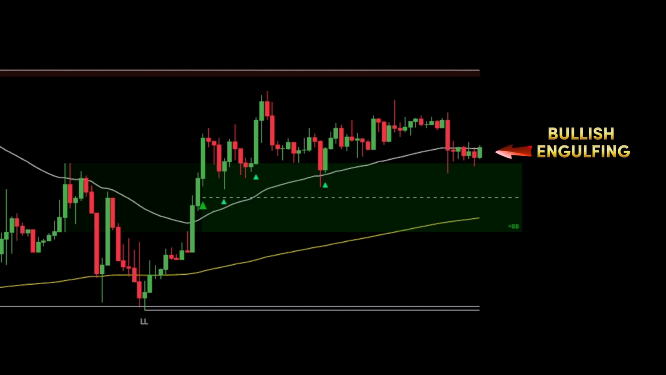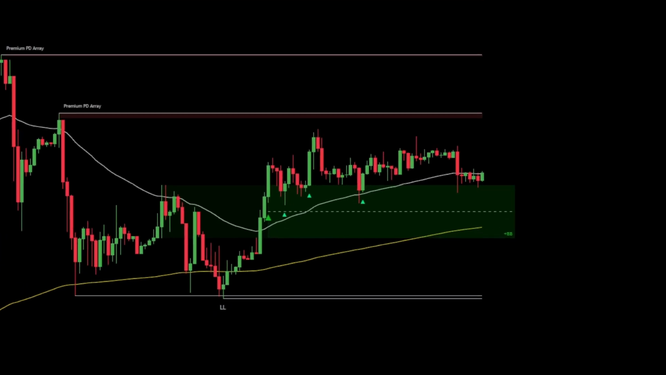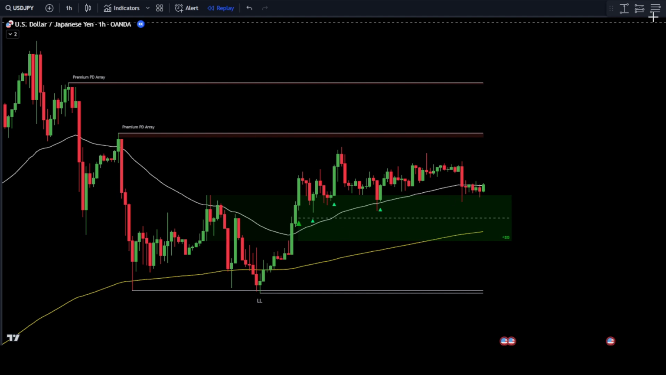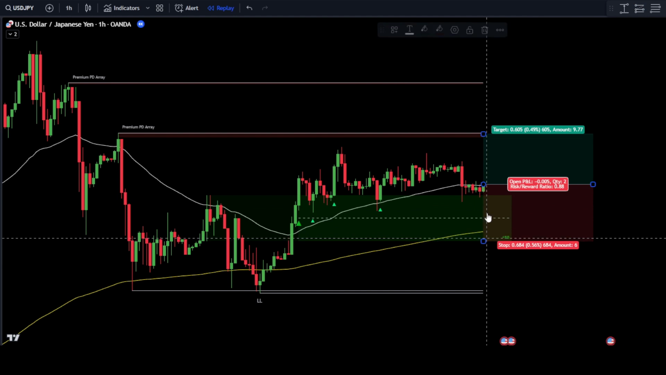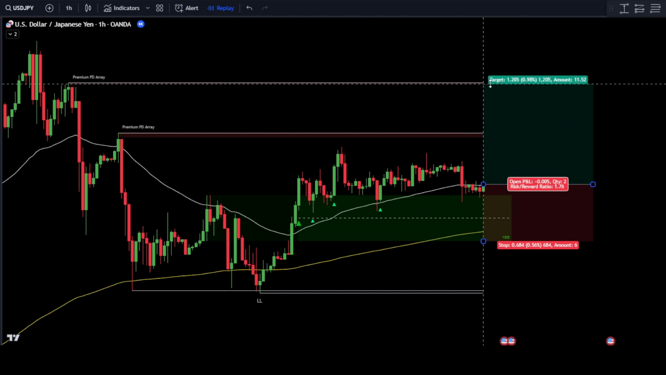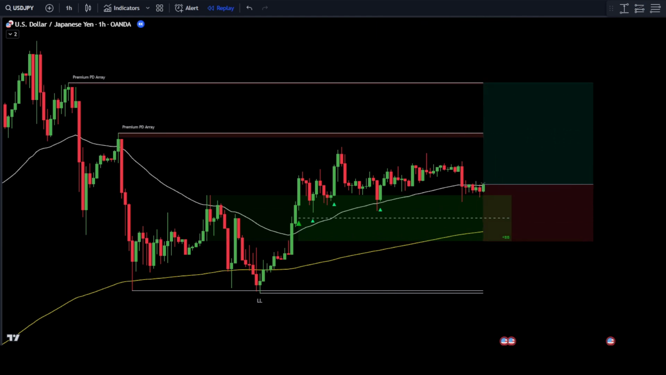After that, wait for a bullish engulfing candlestick reversal pattern to appear. As a final confirmation, ensure that the trend is still in a bullish position. If all conditions are met, you can place a buy order after the bullish engulfing candlestick is closed. Place a stop loss below the bullish breaker block area. Set the take profit target at the premium PD array area.